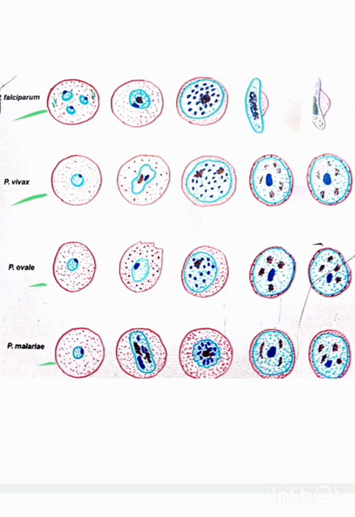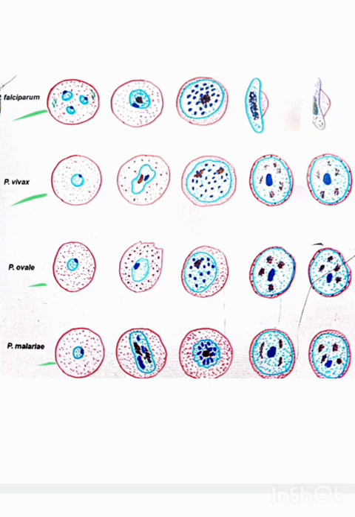Okay? Like this, the incubation period of Plasmodium falciparum is 8 to 12 days. Okay. For Plasmodium vivax, it is 10 to 17 days. For Plasmodium ovale, it's 10 to 17 days again. And lastly, for Plasmodium malariae, the incubation period is 21 to 40 days.